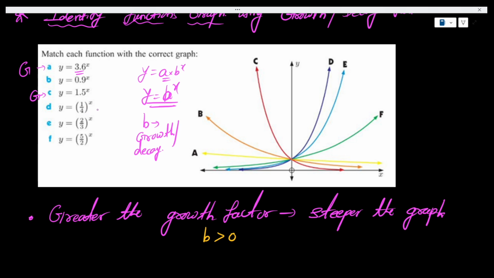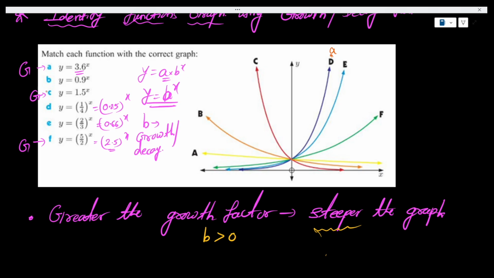Now here it's given in the fractional form. You can write it in decimal form also to understand. It is something like 0.66 whole power x. This is 2.5 whole power x. Now here also, because it's greater than 1, it is going to be the growth factor. So your a, b and f are going to represent growth. I just now said, the greater the growth factor, the steeper the graph. So 3.6 is the greatest growth factor, the steepest curve, so the D curve is going to represent the first exponential function.